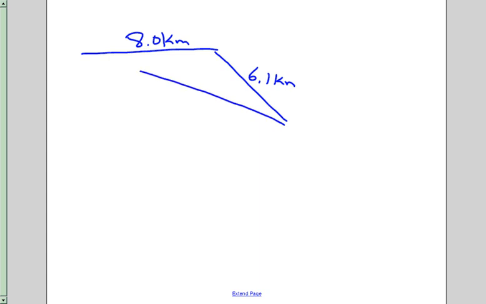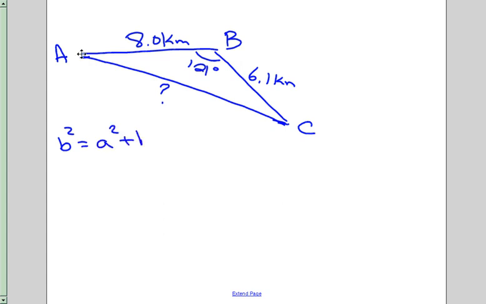Okay, so let me redraw our triangle. So we have 8.0 kilometers. We have 6.1 kilometers. We have a distance we don't know. We have an angle, 121 degrees. And we're going to use cosine law to solve for this. We can label it with west and east if you like. We can label it ABC, doesn't matter. A, B, C. If I set it up like this, we're looking for side B. So we need B squared equals A squared plus C squared minus 2AC so that I can end with cos B.